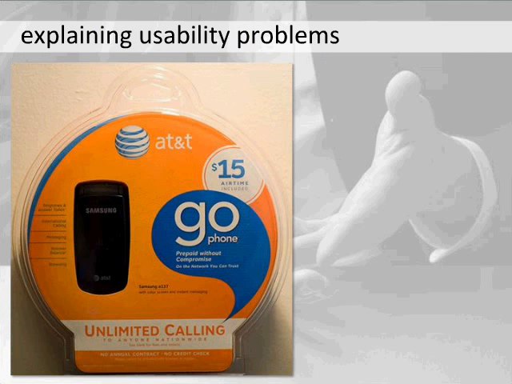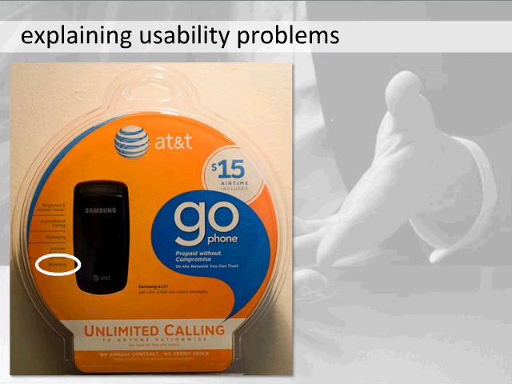Now, this image is from a study on prepaid mobile phone packaging. Here participants were given a series of questions about the capabilities of the phone in the tested package. One of the questions was, can you go on the web with this phone? Several participants who looked at this particular package said that the phone didn't have that capability.